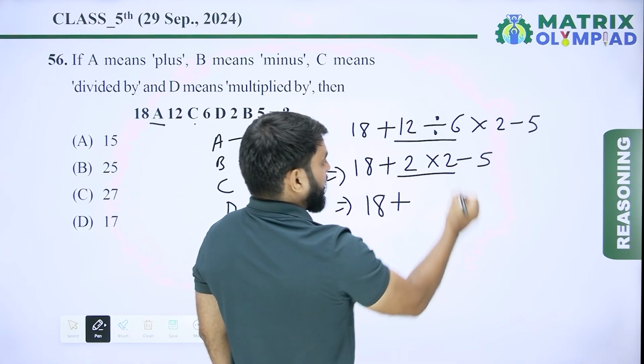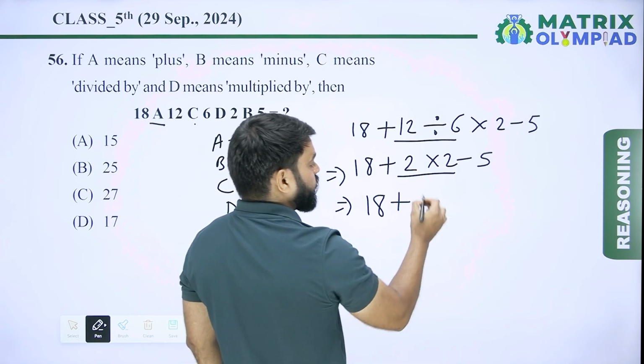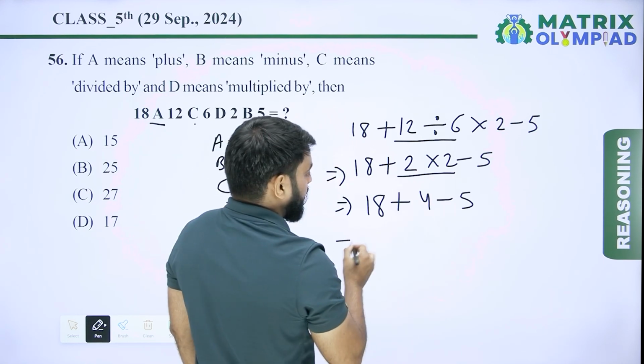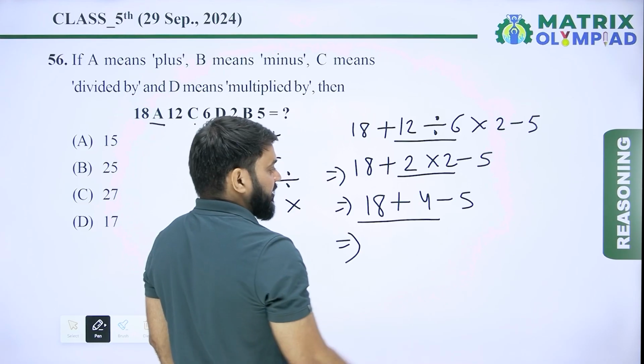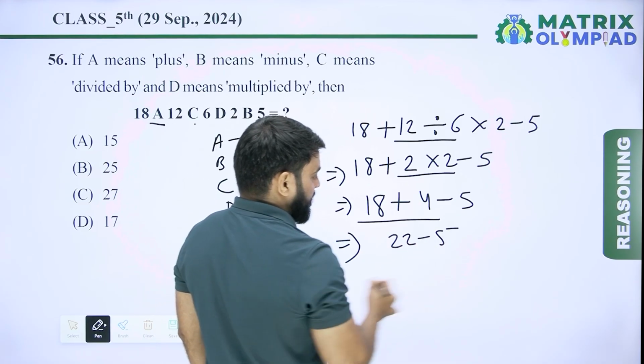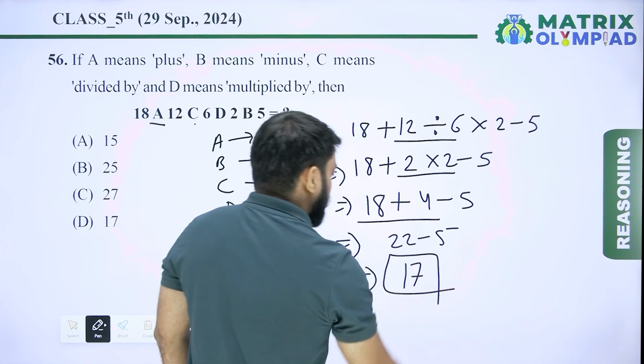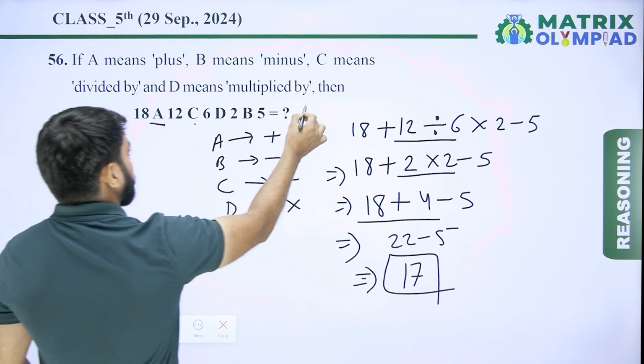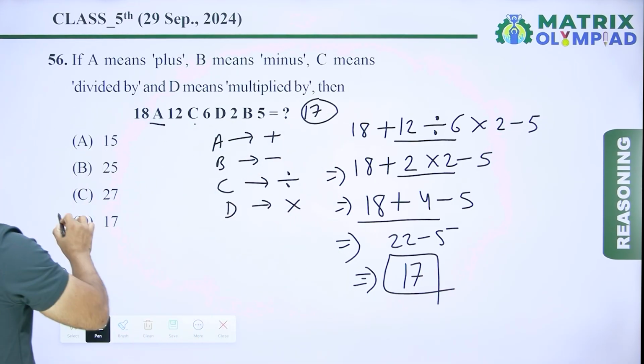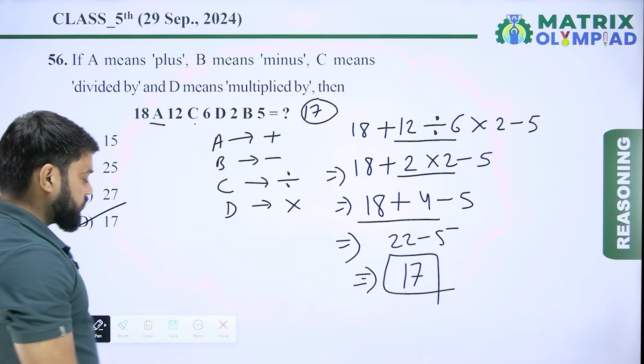18 plus, now multiply the numbers. 2 into 2, it means 4 minus 1. 18 plus 4, it means 22 minus 5. 22 minus 5, it means 17. So the value of the given expression is 17. So here option D is the correct answer of this question.